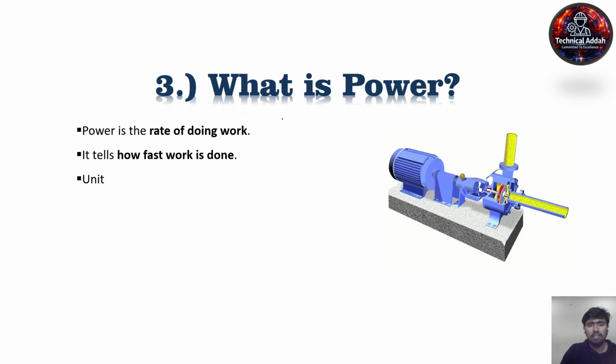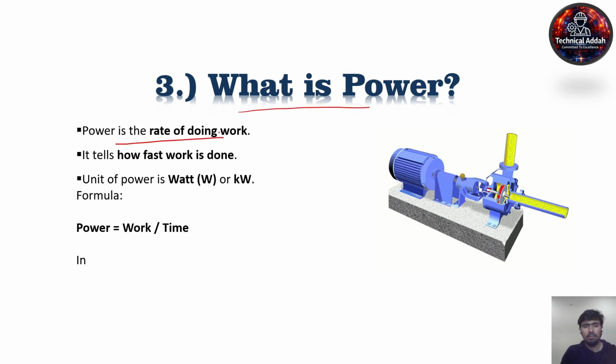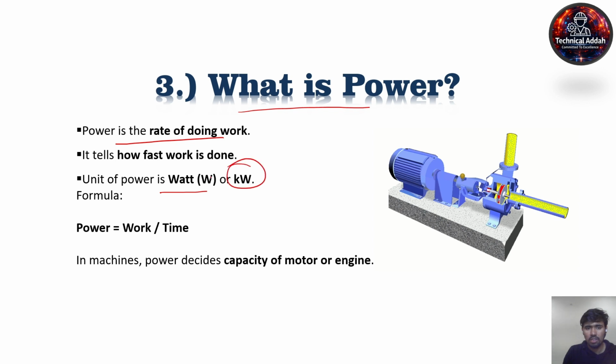The third one is what is power? Power is the rate of doing work, means how fast the work is being done. So the unit of power is watt or kilowatt. 1 kilowatt is equal to 1000 watt. So the formula of power is work upon time, means work done per unit time. In machines, power decides the capacity of the motor or the capacity of the engine.